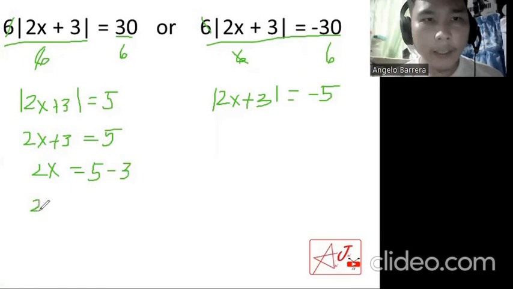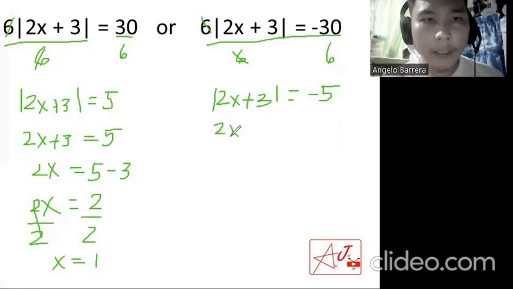Ayan. So, now, 2x is equal to what? So, 5 minus 3 is 2. And since we still have numerical coefficient, we need to divide both sides by 2. Since ang numerical coefficient ay 2. And then, simplify natin. 2 divided by 2 is 1. So, sa kabila naman, same procedure.